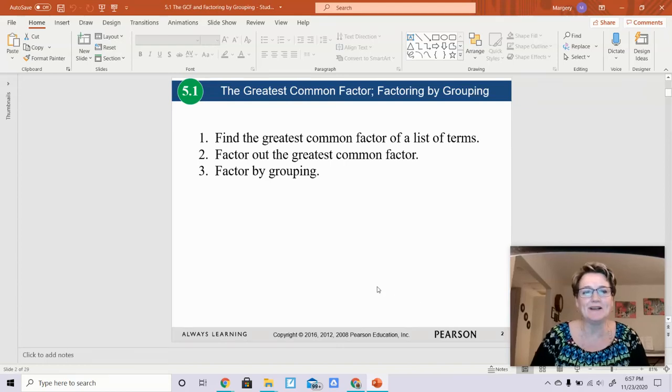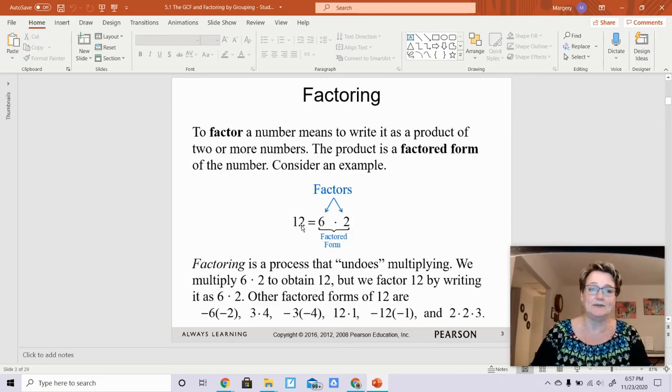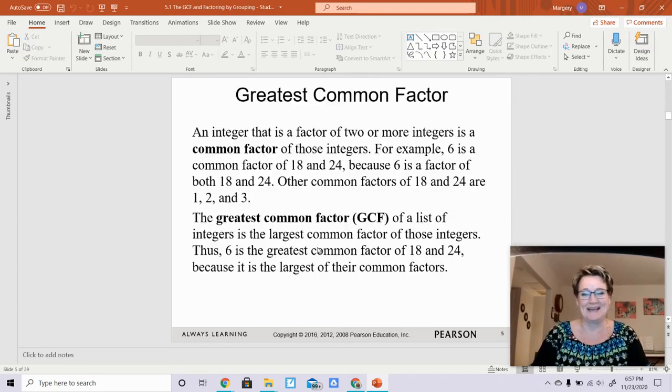Hi, today we're working on 5.1, the greatest common factor and factor by grouping. What I want everyone to do today is read through the notes as I do the examples. So let's begin.